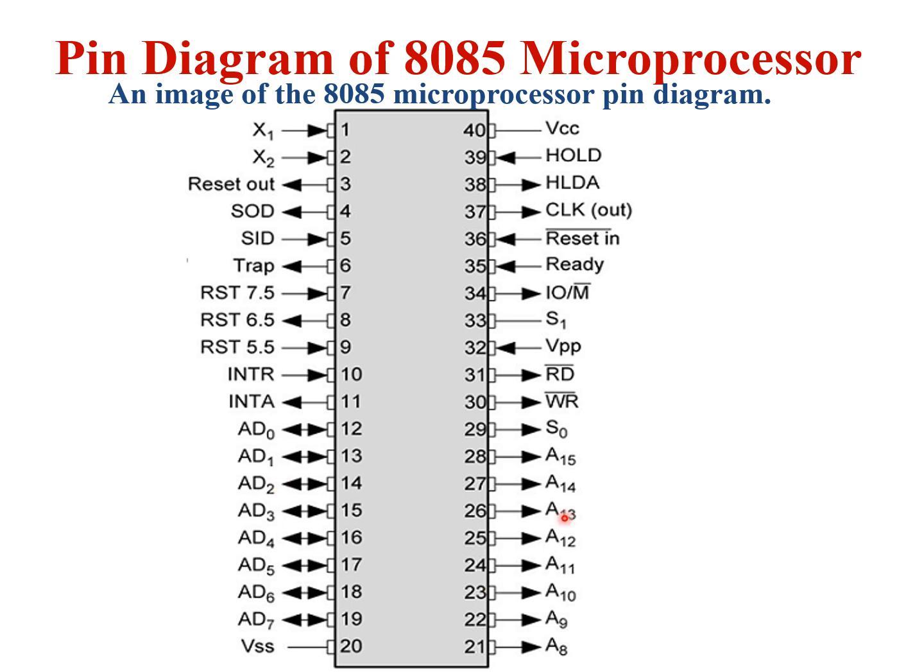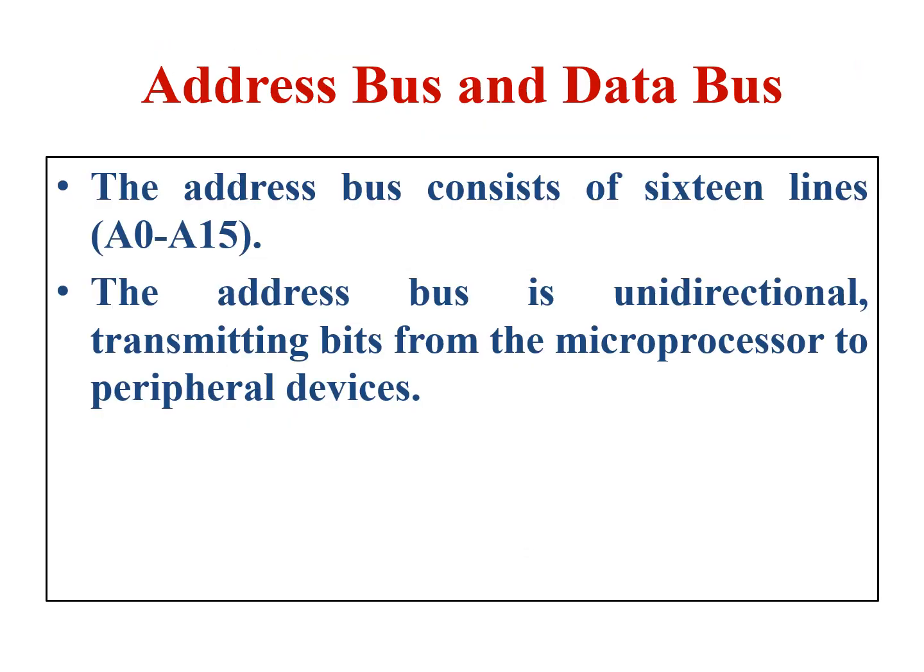These A pins are unidirectional and the AD pins are bidirectional. So data can be transmitted between the microprocessor and other devices. But when it is sending address, only the microprocessor can send address to other devices. So they are unidirectional pins. This is the centered address and data bus.